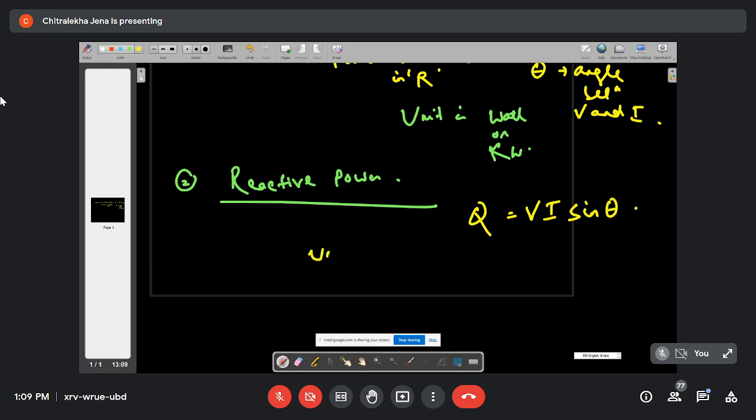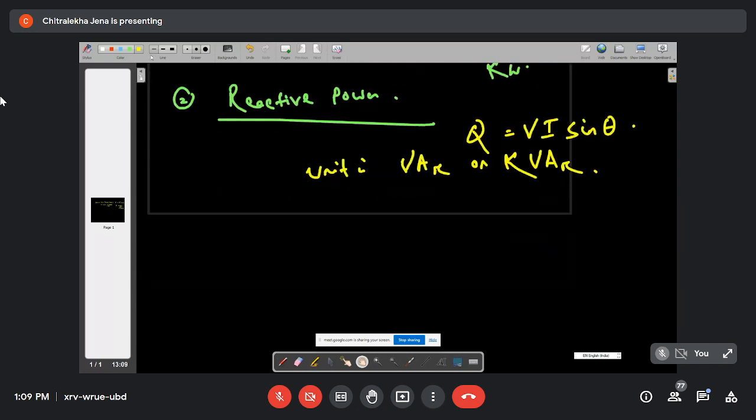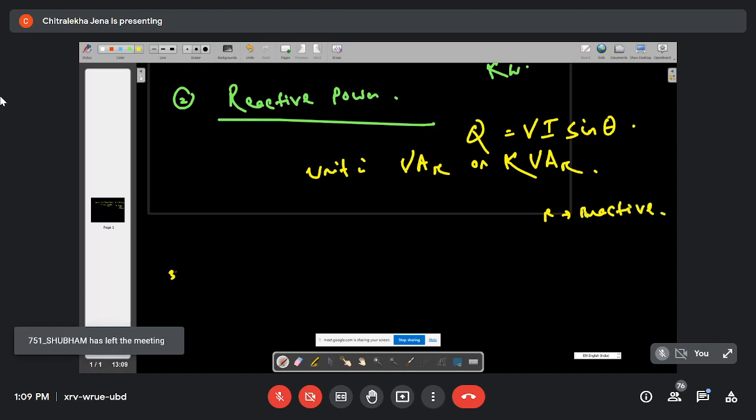What is the unit? Unit is volt ampere reactive, VAR, or kilovolt ampere reactive. Small r is for reactive. Am I clear to all of you? Yes, ma'am. Third one is what? Third one is your apparent power.